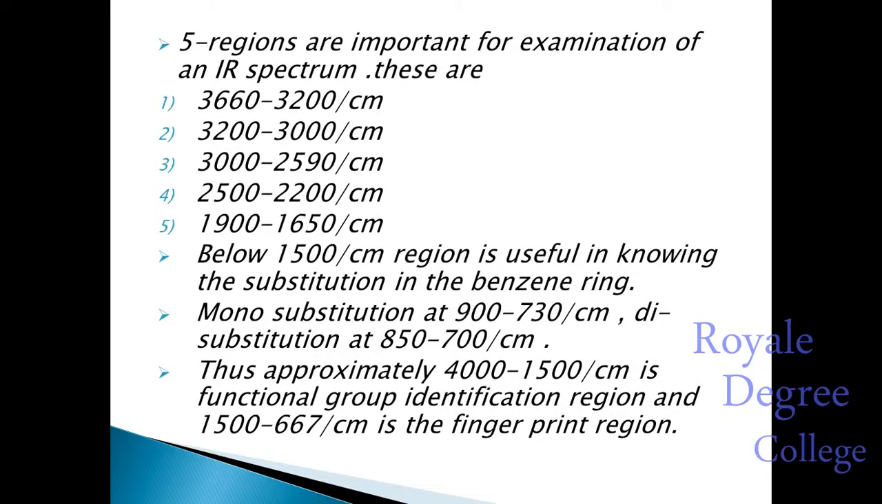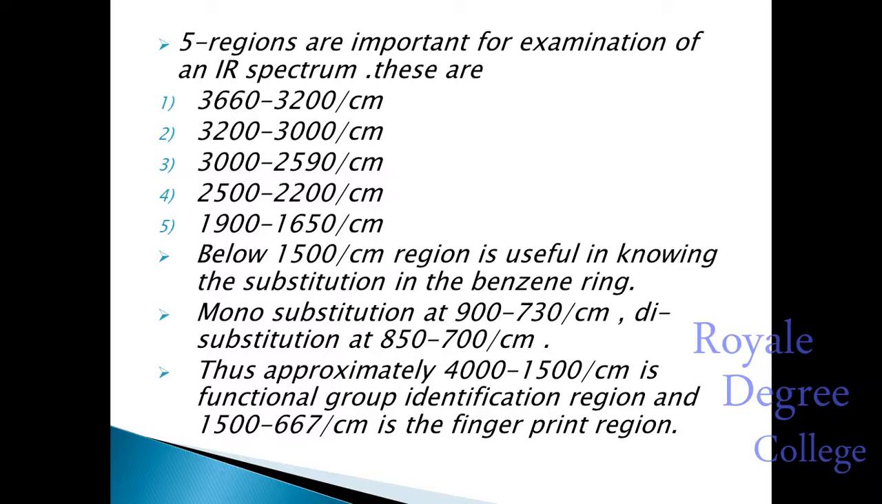5 regions are important for examination of an infrared spectrum. These are, the first region is 3660 to 3200 per centimeter. Second region is 3200 to 3000 per centimeter. Third region ranges between 3000 to 2590 per centimeter. Then the fourth region ranges between 2500 to 2200 per centimeter. And the fifth region range is 1900 to 1650 per centimeter.